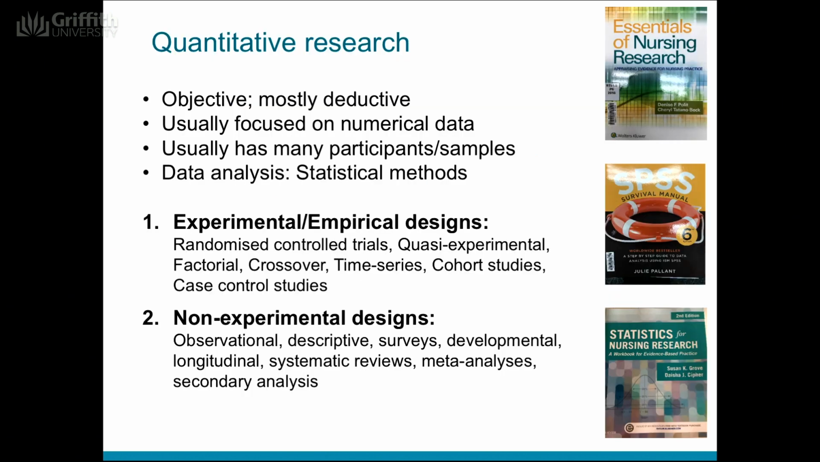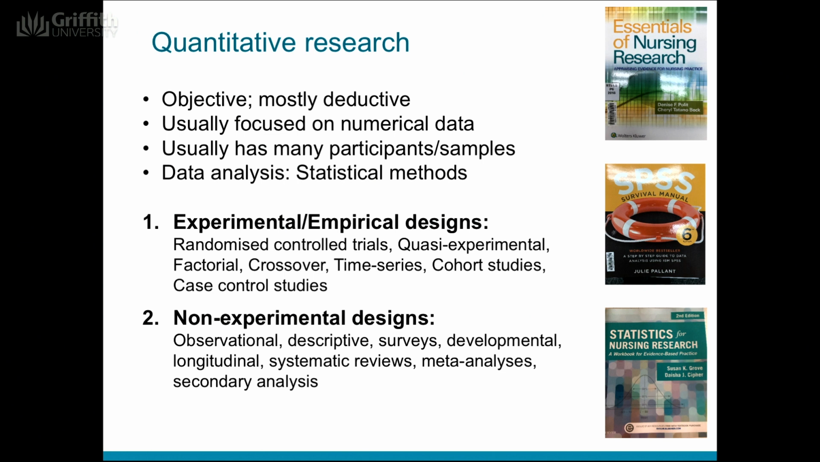So quantitative research is objective and mostly deductive, usually focused on numerical data, usually has many participants and samples, and the data analysis is by statistical methods. So these are experimental, also called empirical designs. Things such as what we saw in the pyramid, randomised controlled trials, quasi-experimental trials, factorial, crossover, time series and cohort studies, case control studies.